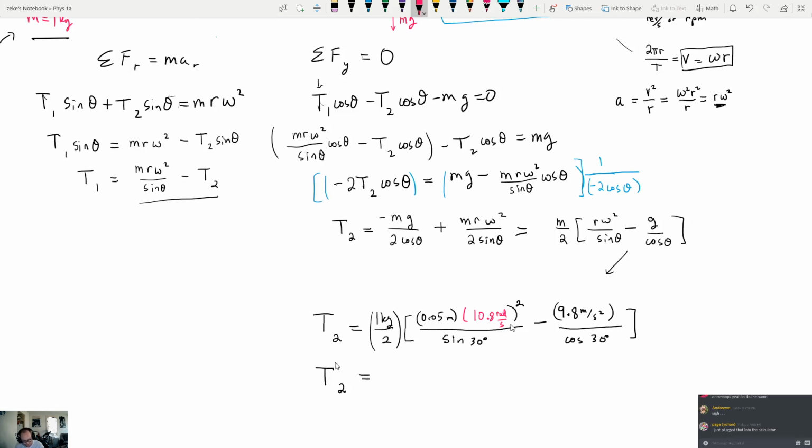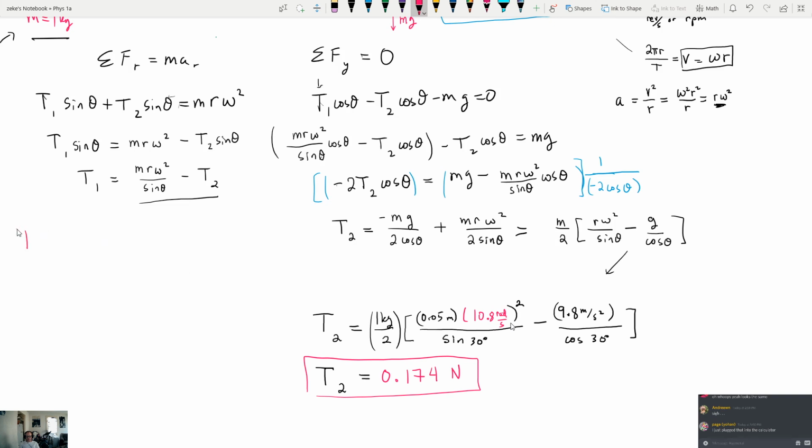And now, even now, it looks like it's going to be negative to me, but maybe I'm wrong. So 10.8 times 10.8 times 0.05 divided by 0.5 minus 9.8 divided by, oh, this is going to be really close to negative to me. It's not negative though. Divided by 2. So I got 0.174 as my answer. It was almost 0 actually. Really tiny number.